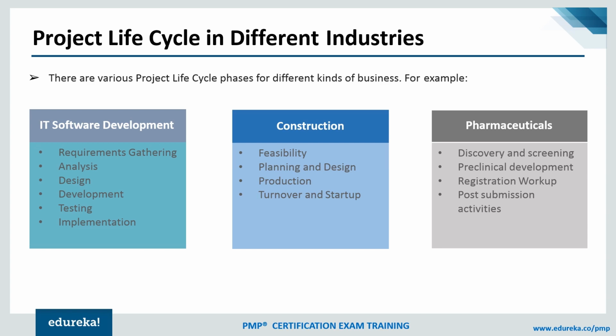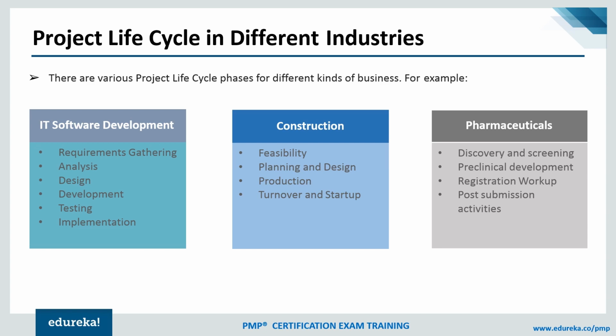For example, in the IT software development industry, the phases may look like requirement gathering, requirement analysis, design, development, testing, and so on. In the construction industry, it may be feasibility analysis, then planning and design, then production or construction, and start. In pharmaceutical, it may be discovery and screening of the medicine, then preclinical development, registration, workup, post-submission activities. So there are different phases that a project will go through.